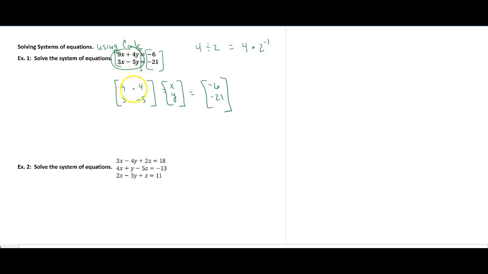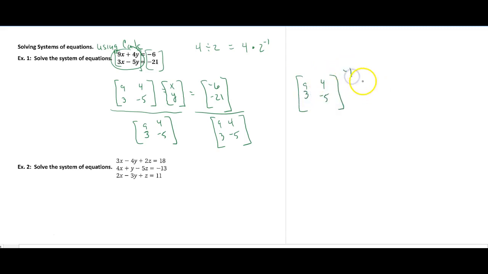Right? Well, here I'm dividing by, technically, this matrix: 9, 3, 4, negative 5. And what I'm basically doing is using the inverse of this matrix and multiplying it by that constant matrix. And when I do that, that would give me my x and y value.